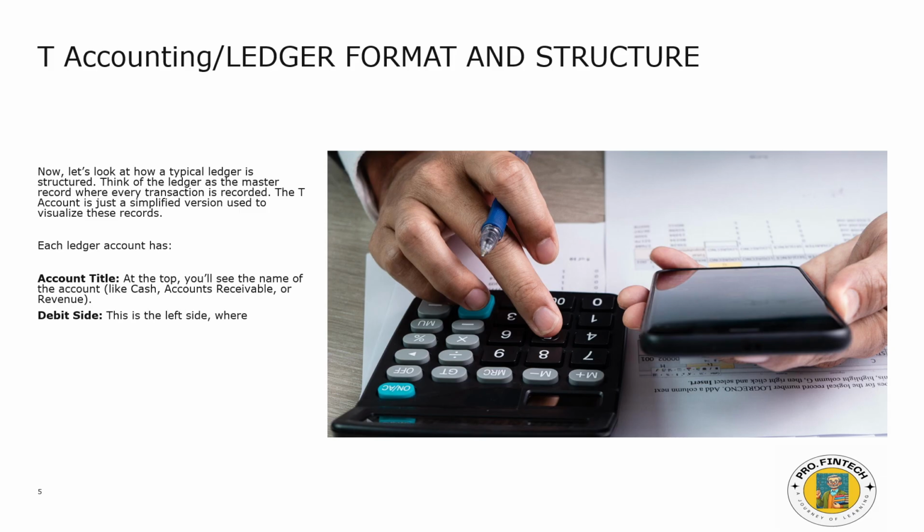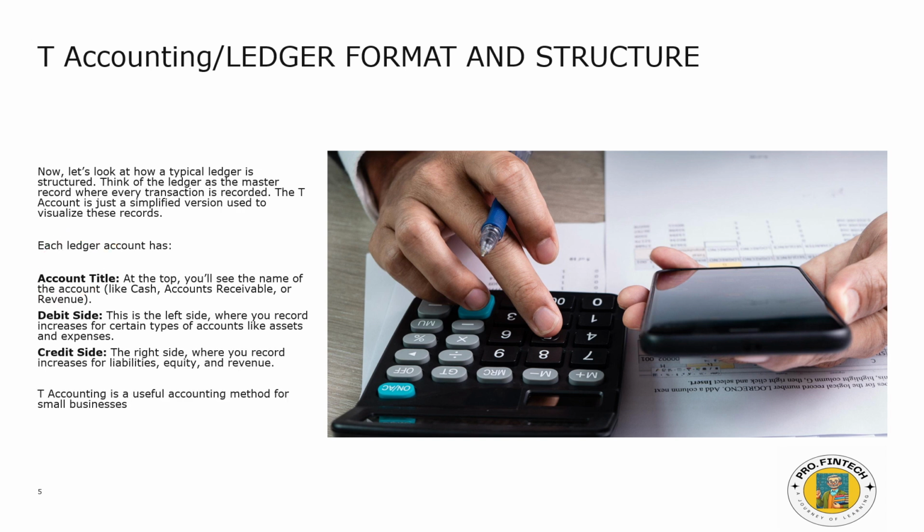Each ledger account has an account title. At the top you will see the name of the account, like cash account, accounts receivable or revenue account. Debit side: this is the left side where you record increases for certain types of accounts like assets and expenses. Credit side: the right side where you record increases for liabilities, equity and revenue. T accounting is a useful accounting method for small businesses as it is simple, easy to understand and provides clear records of financial transactions.